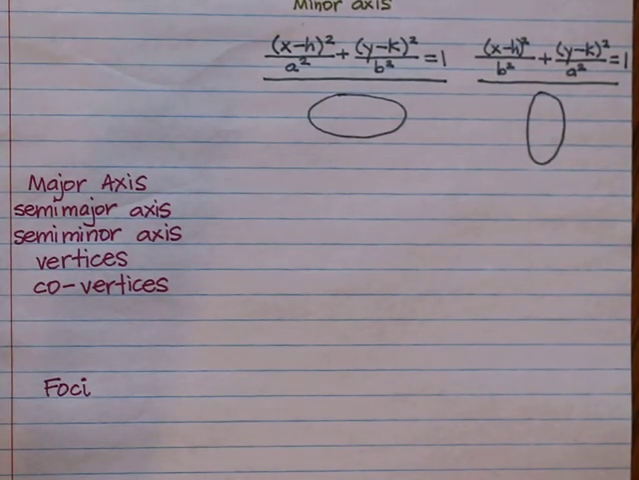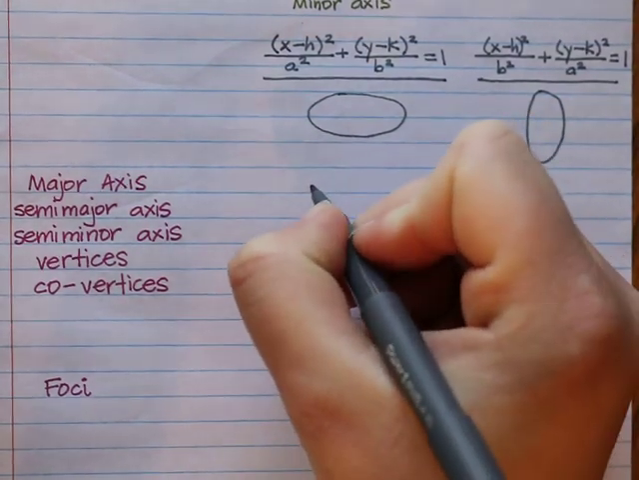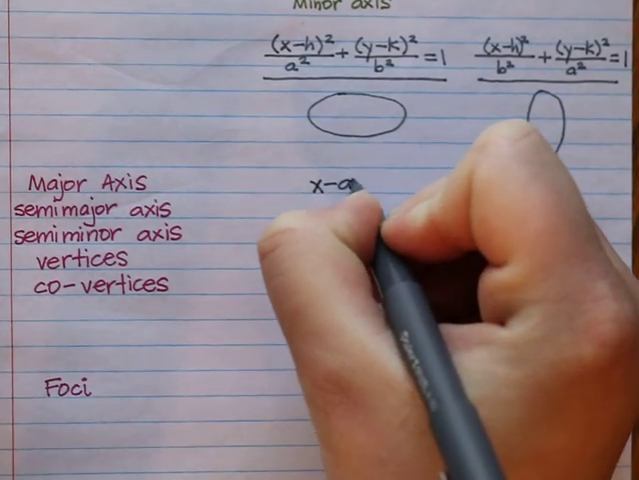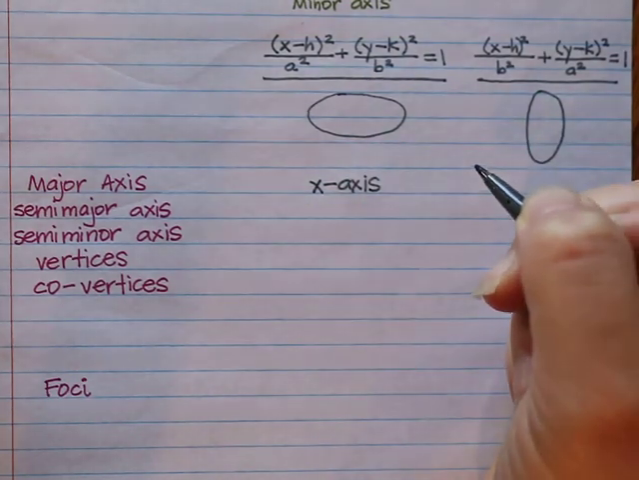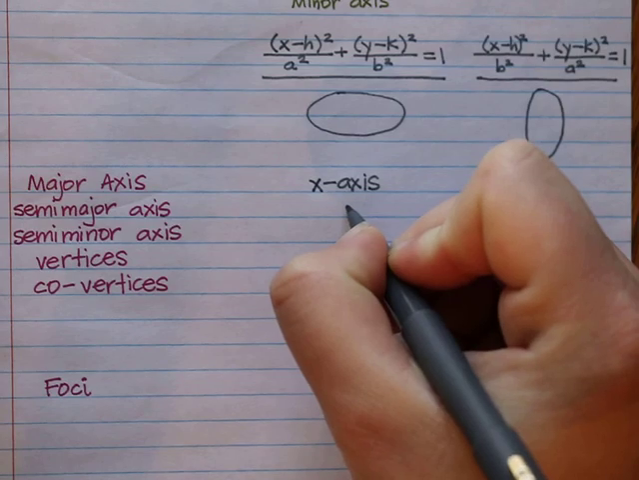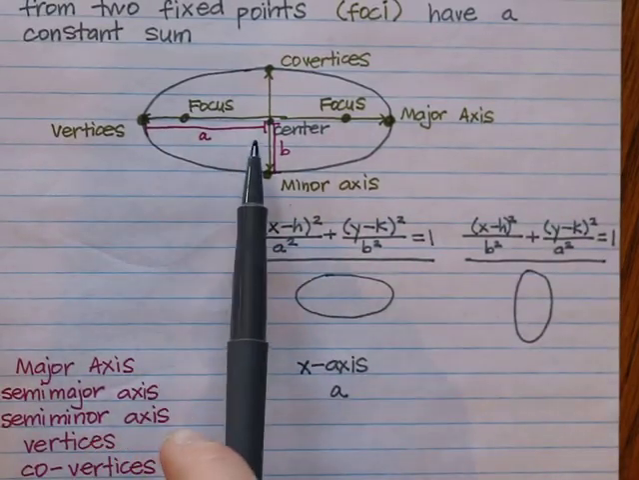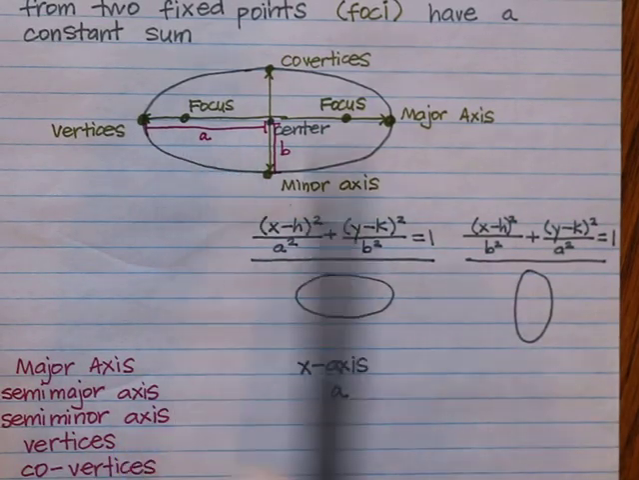So we're talking about the foci to finish this up. Let's look at our horizontal ellipse first. In this horizontal ellipse, the major axis runs parallel to the x-axis. The semi-major axis has a length of A, right? That's this A that we talked about up at the top. Let's go back up there. That would be the semi-major axis.